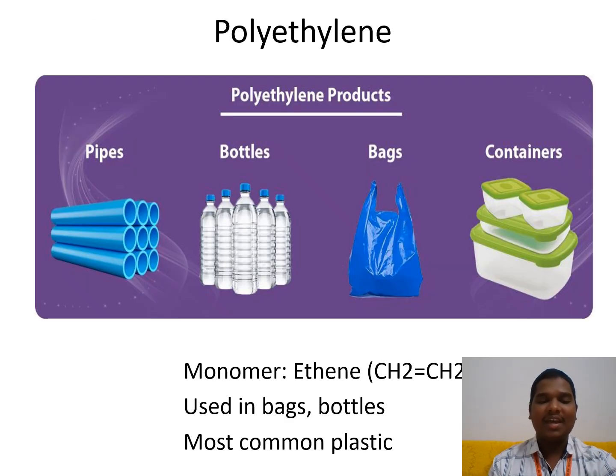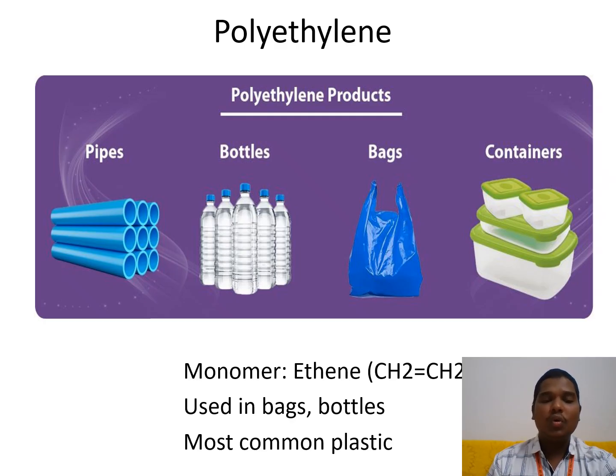Polyethylene is produced by polymerizing ethene. It is one of the most commonly used plastics worldwide. It is lightweight, flexible, resistant to chemicals, and it is used in plastic bags, which we regularly use, as well as films, containers, water bottles, and packaging materials. Polyethylene can be made as HDPE or LDPE depending on density.